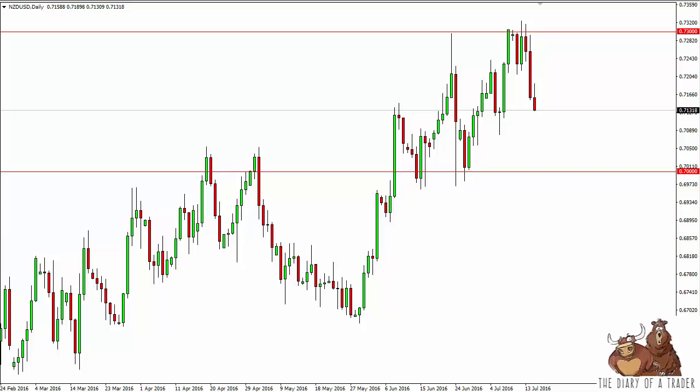If an employment number coming out of Australia is really, really bad, misses horribly, all of a sudden the New Zealand dollar starts falling as well. It's a little bit of a knock-on effect. You see this sometimes with the euro pound, although that's a little different now that we've had the Brexit vote.